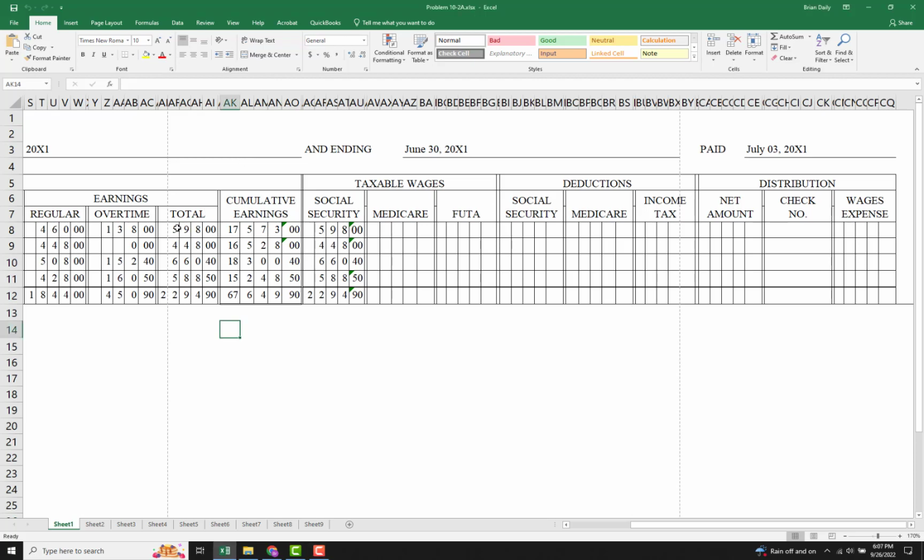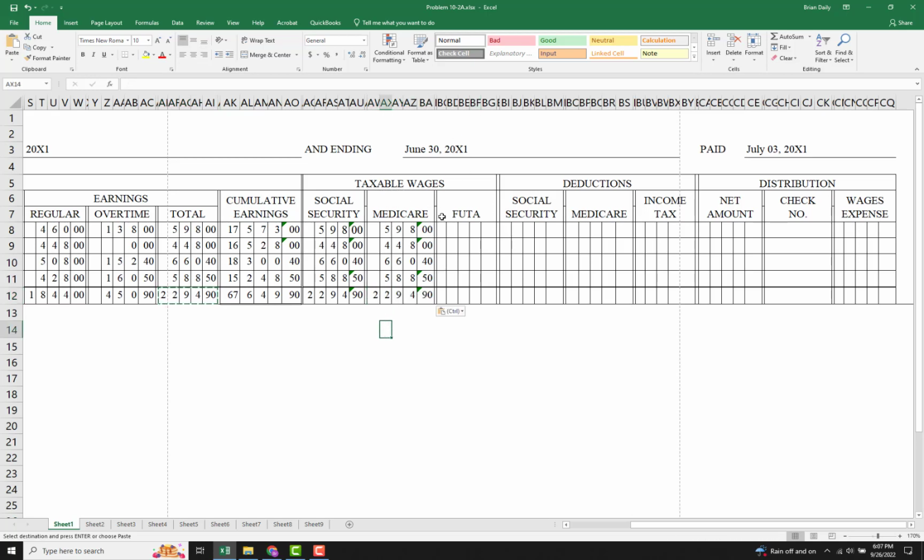So since there is no limit on the amount that is taxable for Medicare, the taxable wages for Medicare will always equal the total earnings for that pay period. So I'm just going to copy that information over to this area, and then I'm going to total that column, and of course because those amounts are exactly the same, the total will be the same as well.